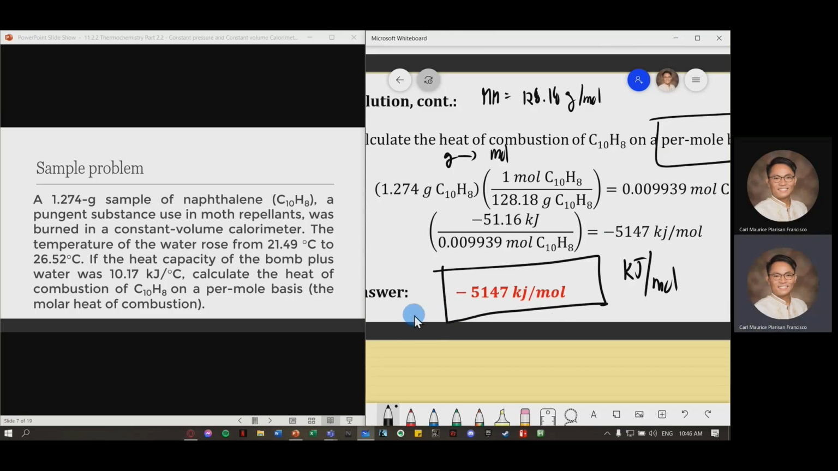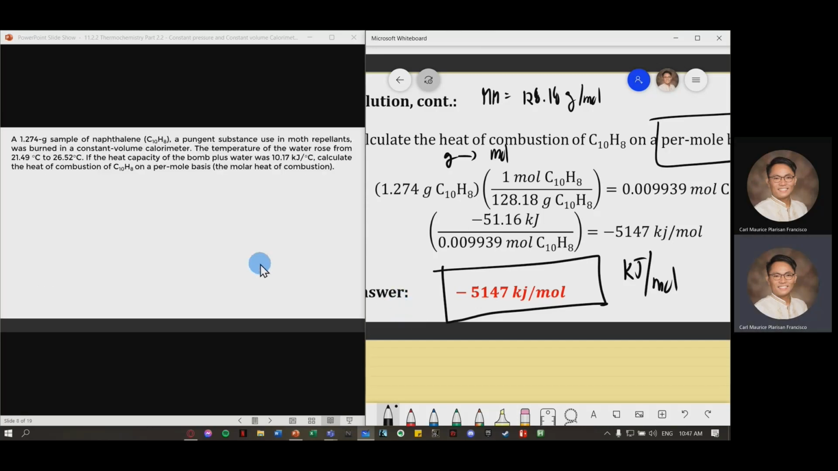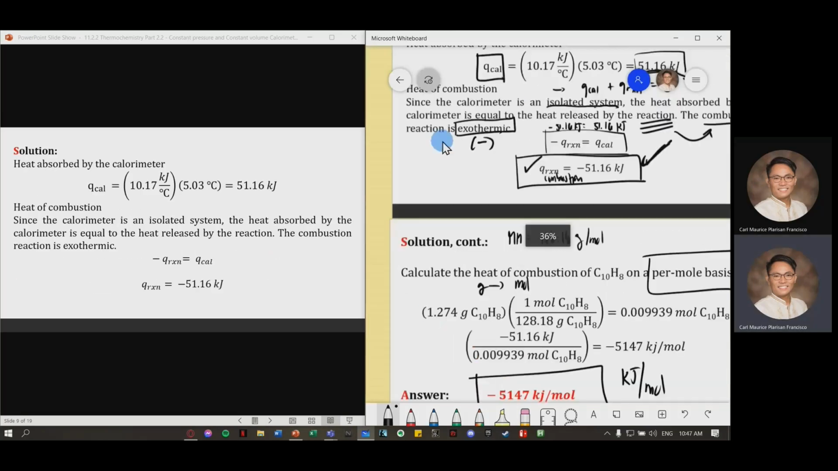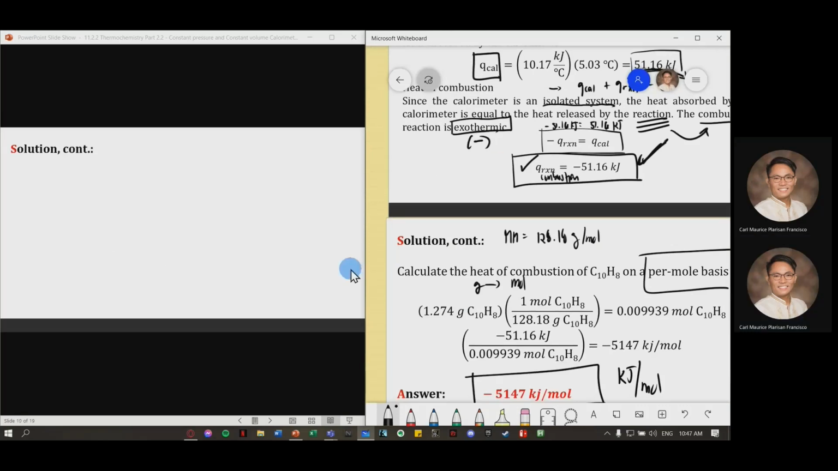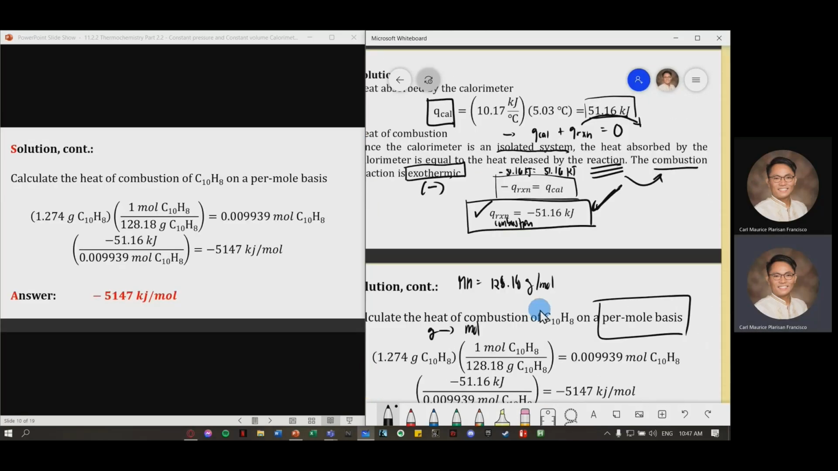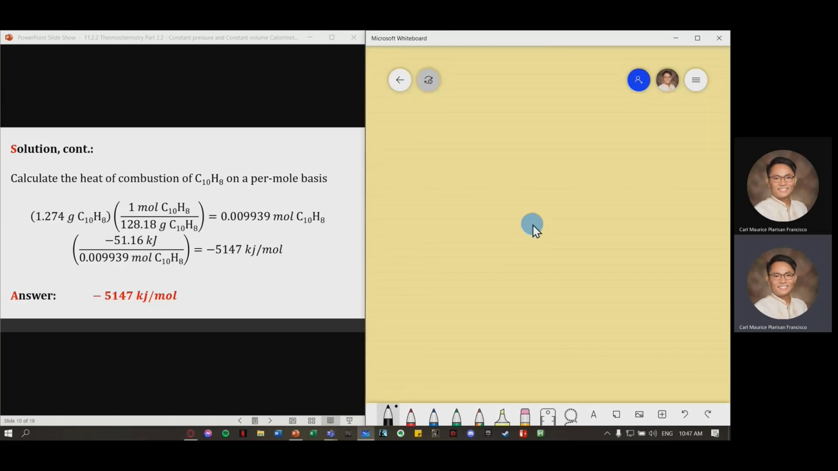So I hope this is clear on how we compute under a constant volume calorimeter. Okay. Let me just click the slide. So this is just the same content of the slide. Okay, so I hope this is clear regarding the example for constant volume calorimeter.